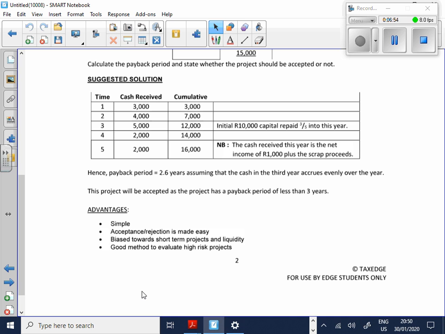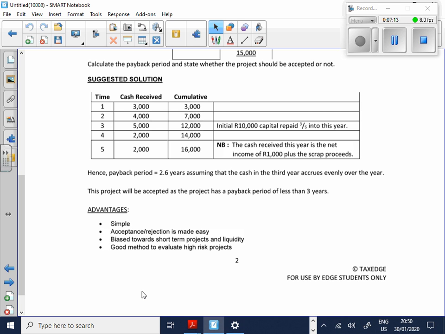Advantages. Simple. It is very, very simple. Acceptance and rejection is made easy. Less than 3 years, accept. More than 3 years, reject. It says bias towards short-term projects and liquidity. It's biased towards projects that give you more cash early on.